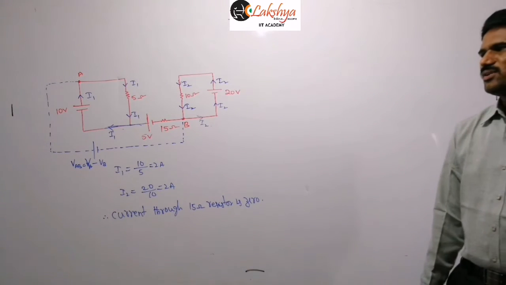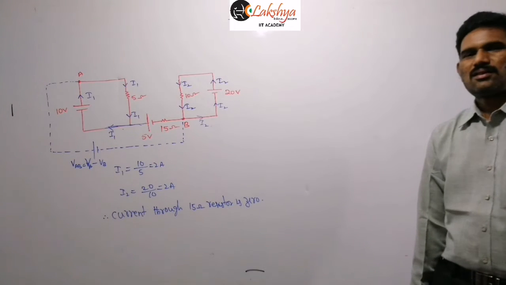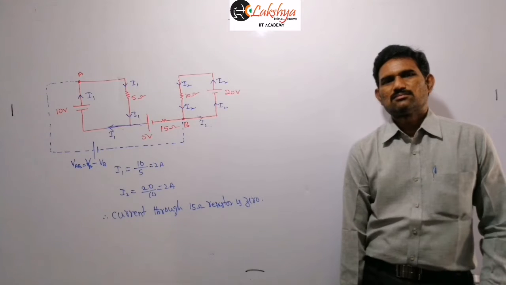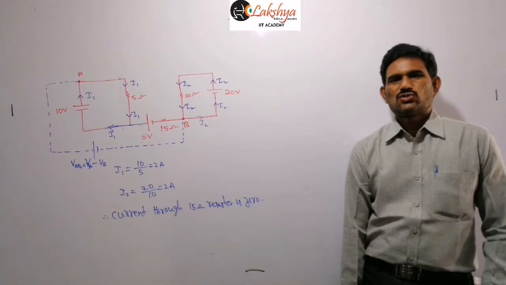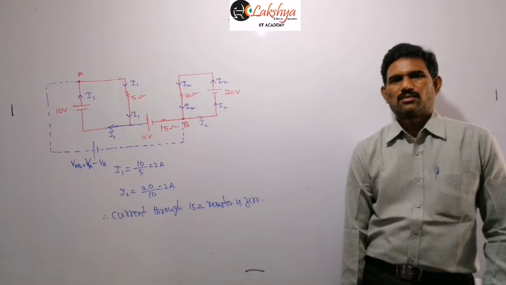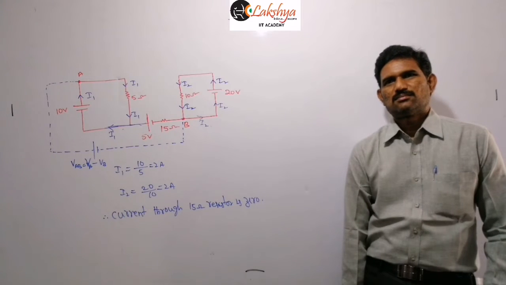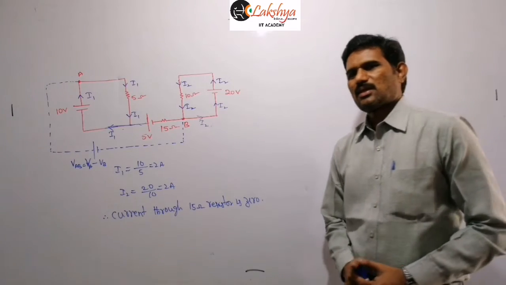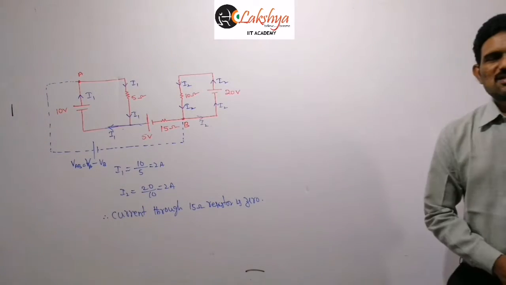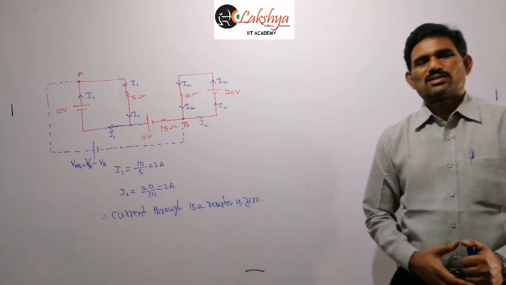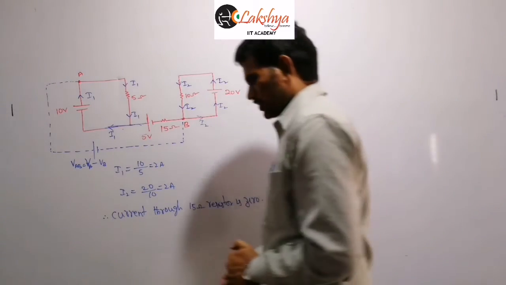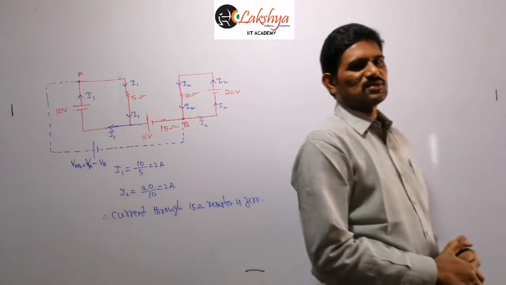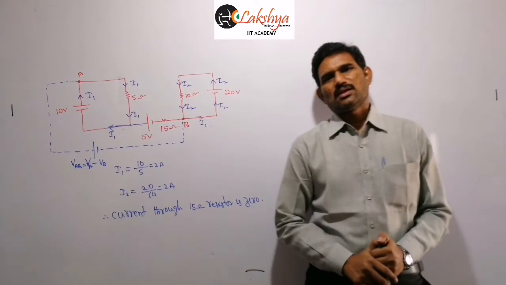To find the potential difference between A and B, we assume a cell is connected between points A and B, whose EMF is equal to the potential difference between A and B.